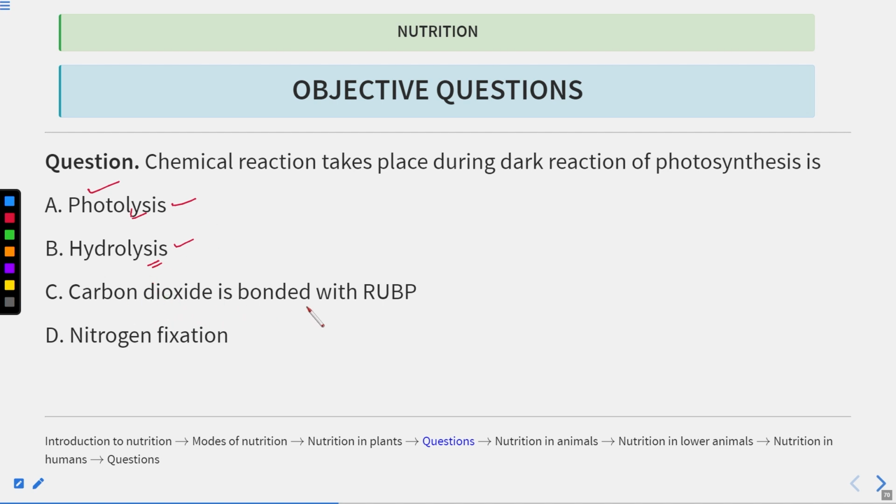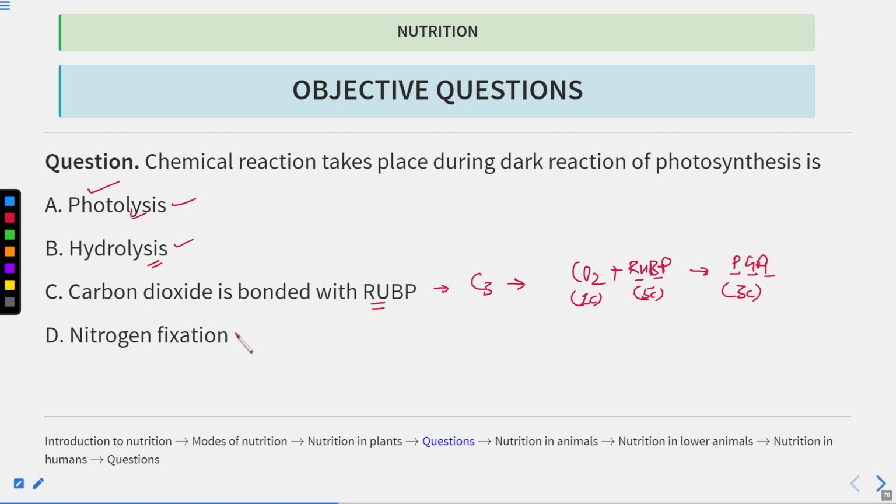Next is carbon dioxide bonded with RuBP. So what happens during the C3 cycle? Carbon dioxide binds with RuBP, ribulose 1,5-bisphosphate, which is a 5-carbon compound. Carbon dioxide contains 1 carbon. These combine together to form the first stable product, known as phosphoglyceric acid, which is a 3-carbon compound. Clear? This is phosphoglyceric acid.